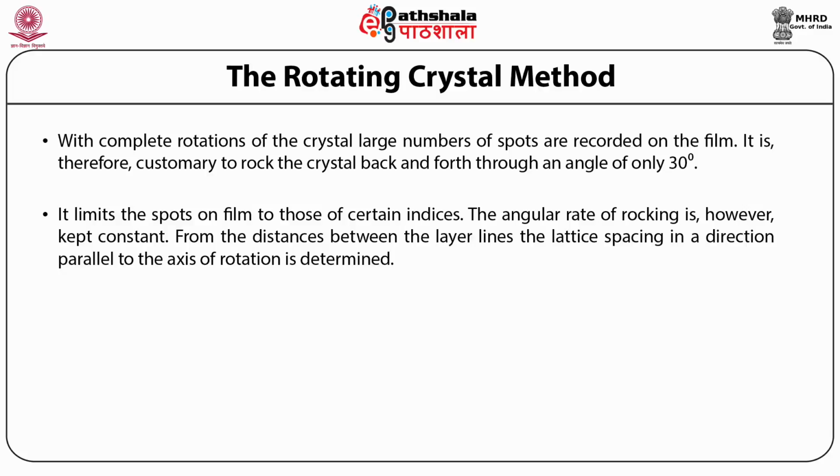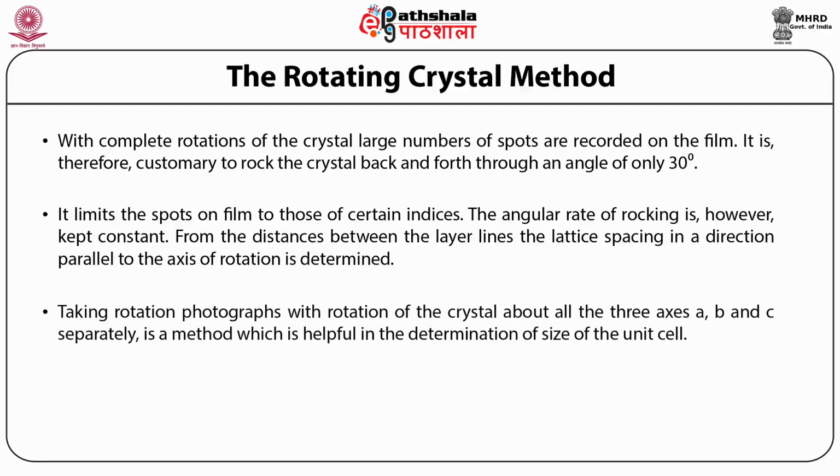From the distances between the layer lines, the lattice spacing in a direction parallel to the axis of rotation is determined. Taking rotation photographs with rotation of the crystal about all the three axes A, B, and C separately is a method which is helpful in the determination of the size of the unit cell.